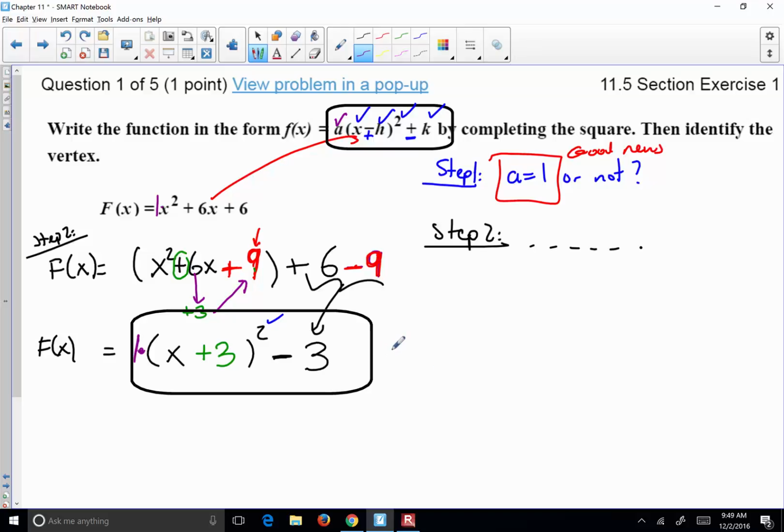So this is called vertex form. Or I called it seed form. Or useful form. Whatever you call.